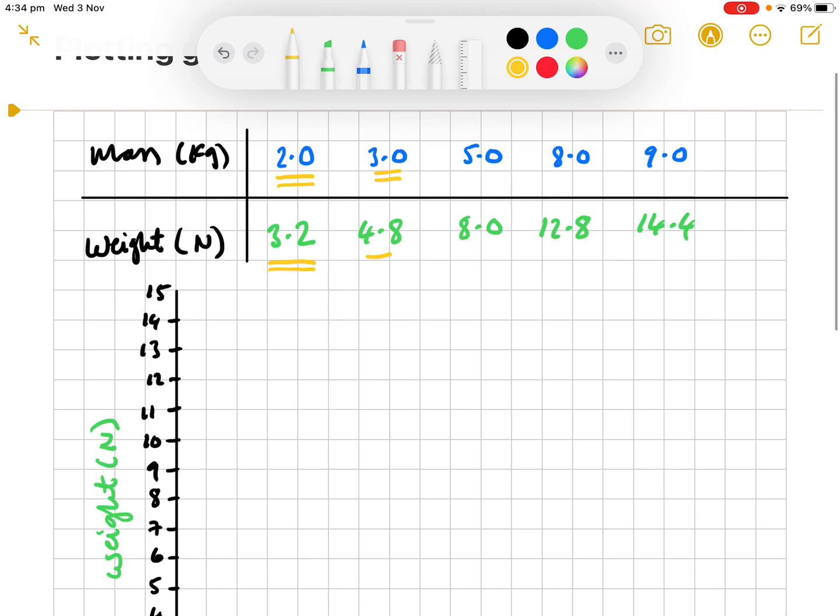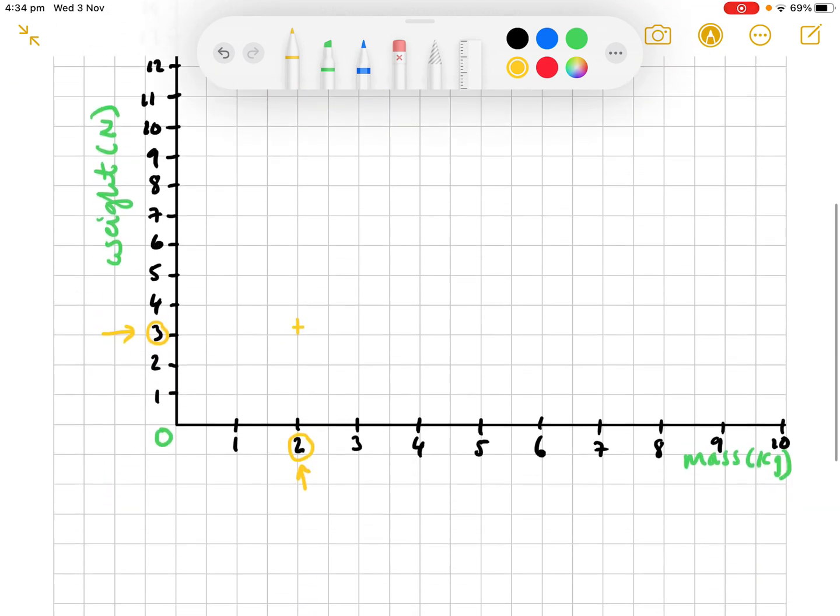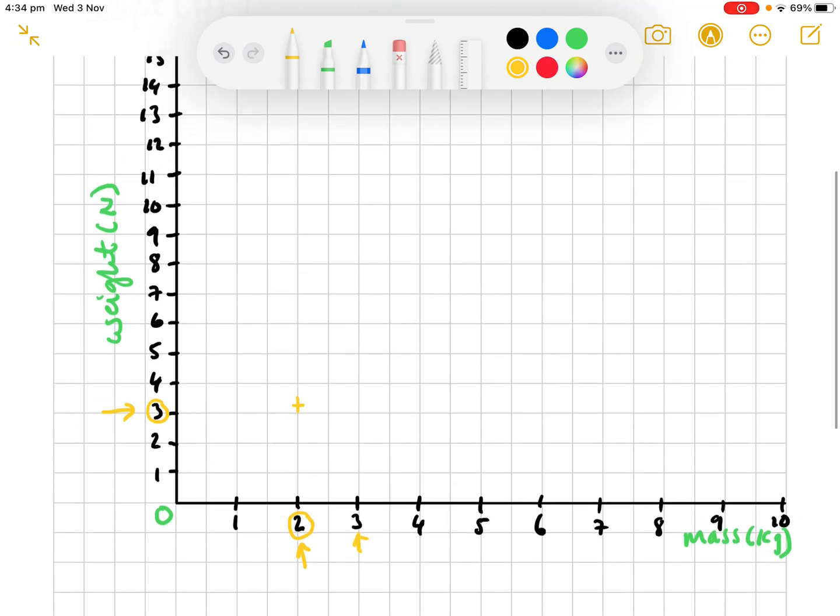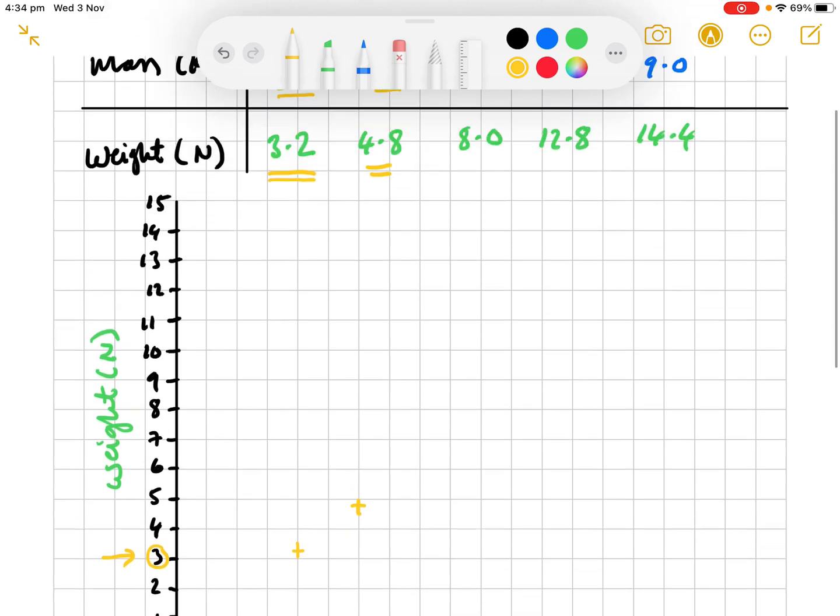My next point is 3 kilograms and 4.8 newtons. So I go to 3 kilograms, there it is, and I want to go up to 4.8. Well, there's 4. 4.8 is just short of 5, so it's about there. Okay, maybe actually slightly further up than that. You've got to estimate these things as best you can. There we are, 4.8 is round about there.